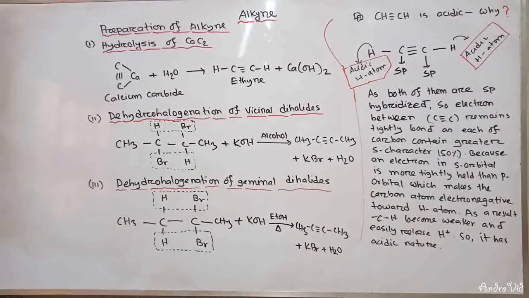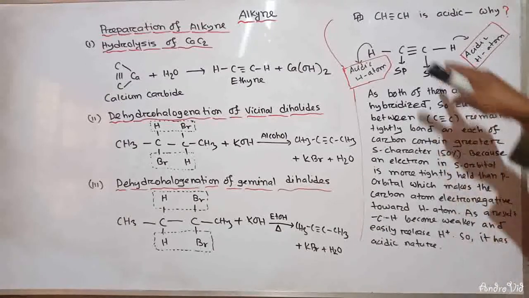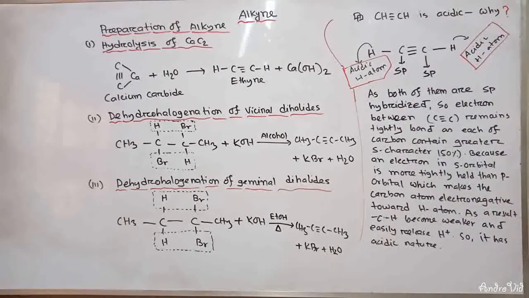We know very well, in sp3 hybridization, the s character is 25%. In sp2 hybridization, the s character is 33%. In sp hybridization, the s character is 50%. The greater the s character, the more tightly the bonding electrons will be held. So as both carbons are sp hybridized and have 50% s character, the carbon-carbon triple bond will be held strongly, and that's why this carbon will be a little bit electronegative.